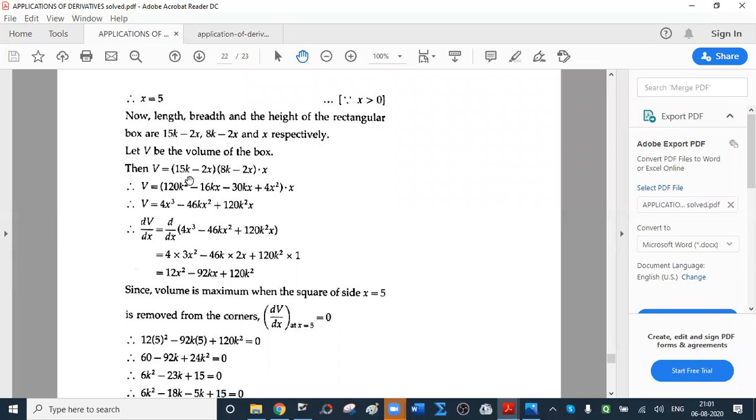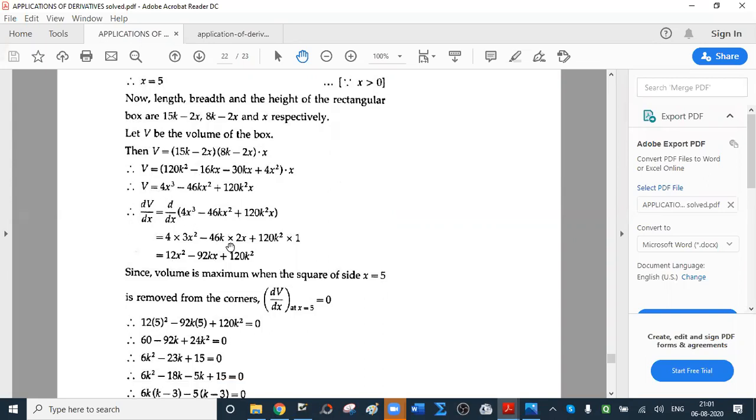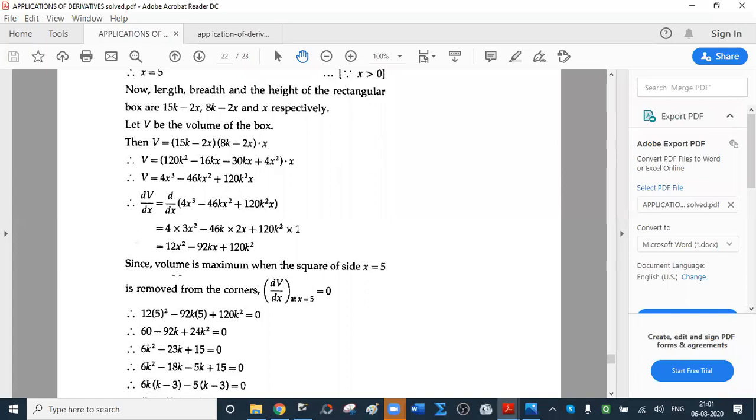So volume is nothing but (15k − 2x)(8k − 2x)x. Simplify. So we have obtained volume as a polynomial function of x. Now the next procedure: dV/dx is obtained. Since the volume is maximum when the square of side x equal to 5 is removed, the first derivative at x equal to 5 should be 0.